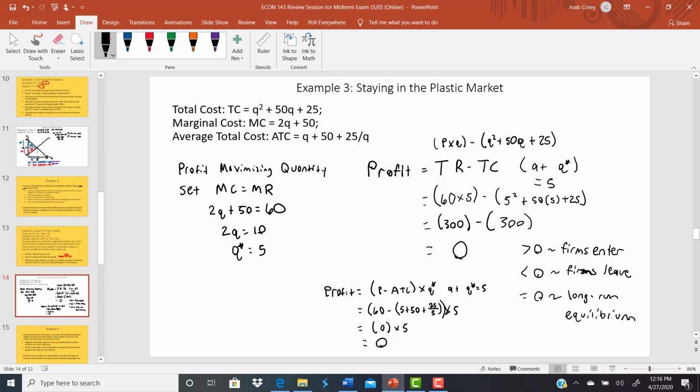All right, now, a couple things to note. So again, where did we get that marginal revenue?